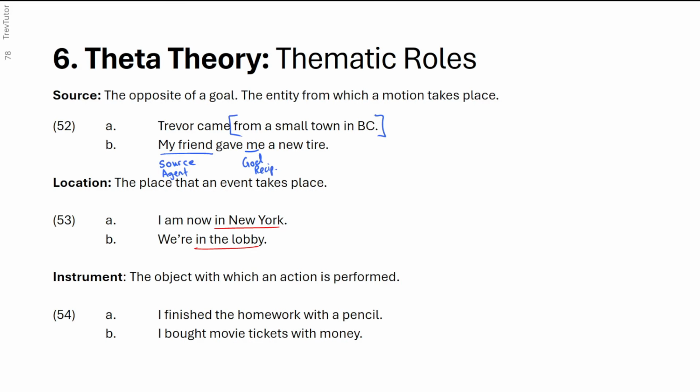Now, the last one is instrument. So this is what you perform actions with. So I finished the homework with a pencil. With a pencil is telling us how we did the finishing. We did this with this pencil. And I bought movie tickets with money. This is what I'm using to purchase movie tickets with. So I am buying something with money, with some sort of object or entity.